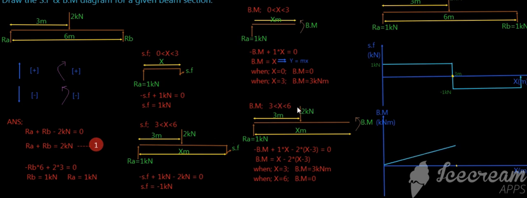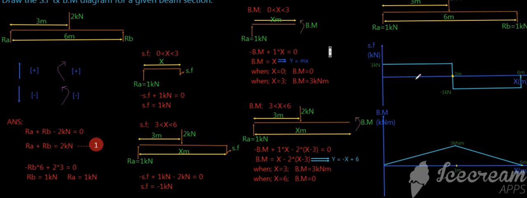In the second beam section, the length between 3 to 6 meter along the beam section, the bending moment varies from 3 kilonewton meter to 0. This bending moment expression I can rearrange into y equal to minus x plus c. We know this shape is an angled line with a negative gradient. This is 0, this is 3 meter, this is 6 meter, and this value is 3 kilonewton meter.